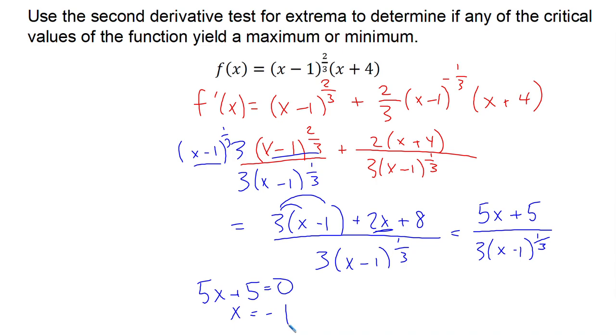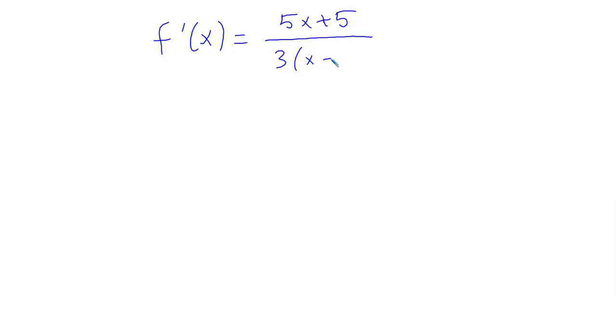And so we'll then go ahead and we will find the second derivative of this and evaluate it at -1. So our derivative here, right, f prime, we'll use that final simplified version. Our derivative was 5x plus 5 over 3 times (x minus 1) to the 1/3, and we're going to find the second derivative here.